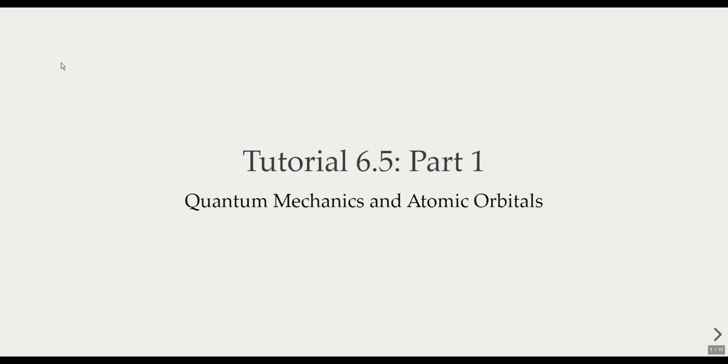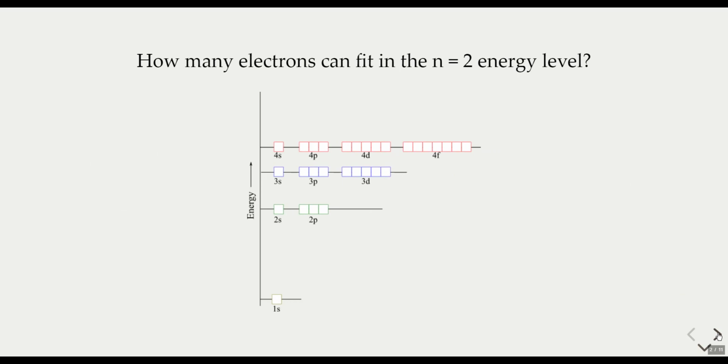In this tutorial we're just going to get used to the idea of describing an atom in terms of the electrons that are sitting on the outside of the nucleus in something called atomic orbitals. At first it'll feel a little bit like we're just getting used to language. So let's try out this first question. How many electrons can fit in the n equals 2 energy level?